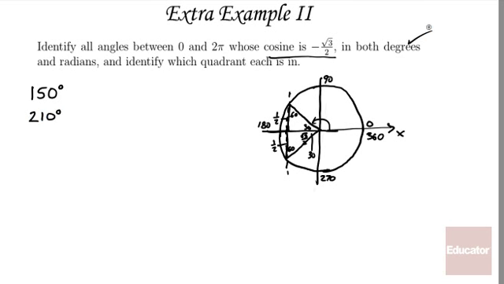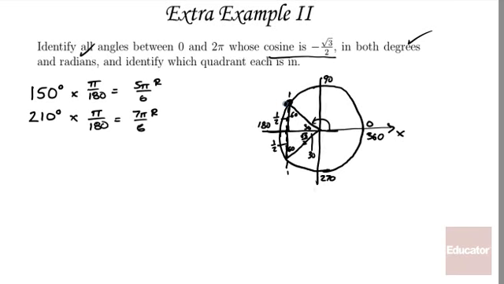So I've got my angles in degrees. I'll convert them into radians. 150 times pi over 180 is equal to 5 pi over 6. 210 times pi over 180 is 7 pi over 6 radians. So I've got those two angles in radians now.